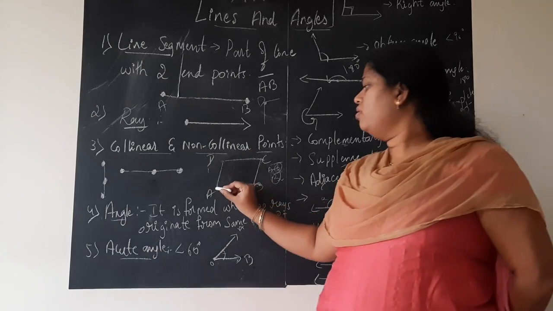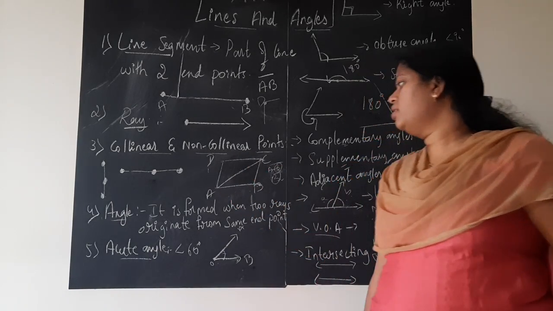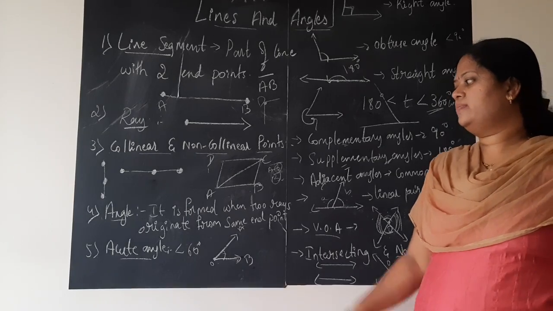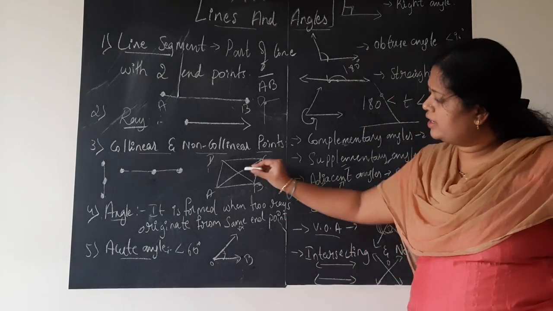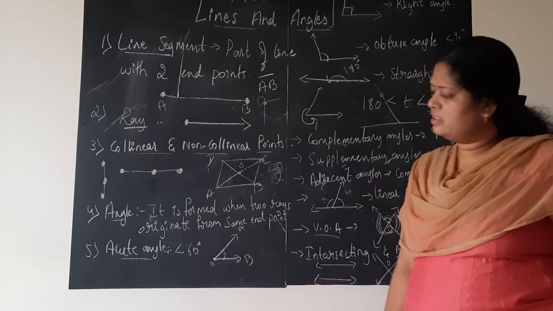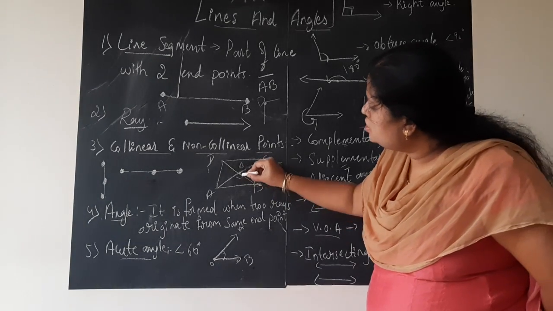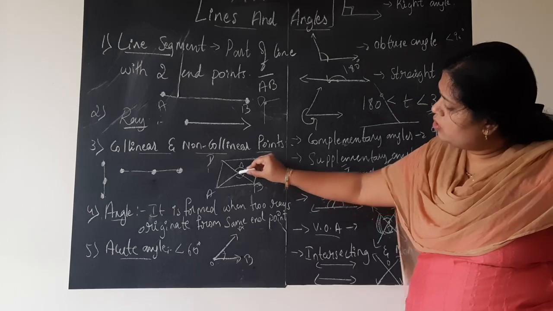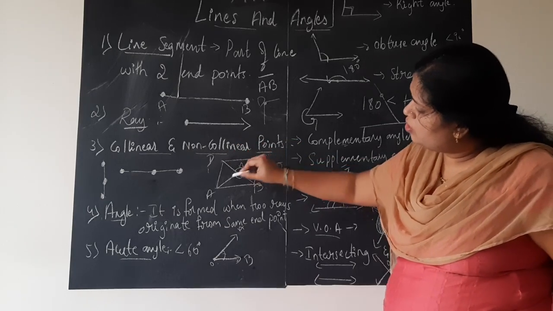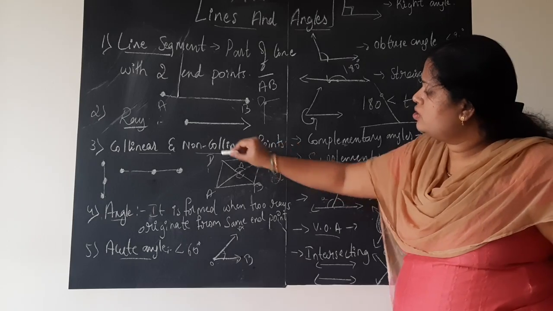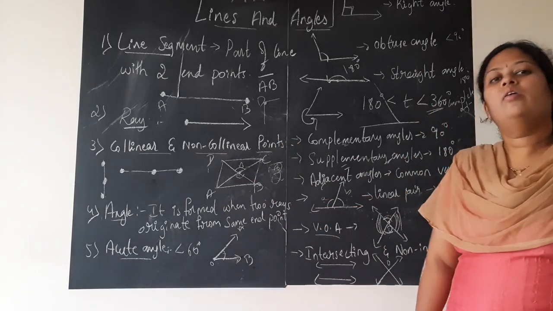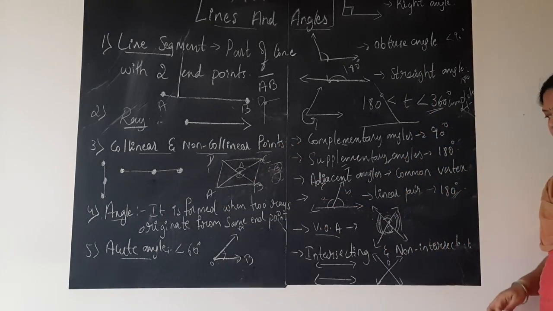Here in the parallelogram, if you want to draw, just draw the diagonals. AC and BD are the diagonals. These two diagonals intersect at point O. Angle BOC and angle DOA are vertically opposite angles. Similarly, DOC and AOB are vertically opposite angles.